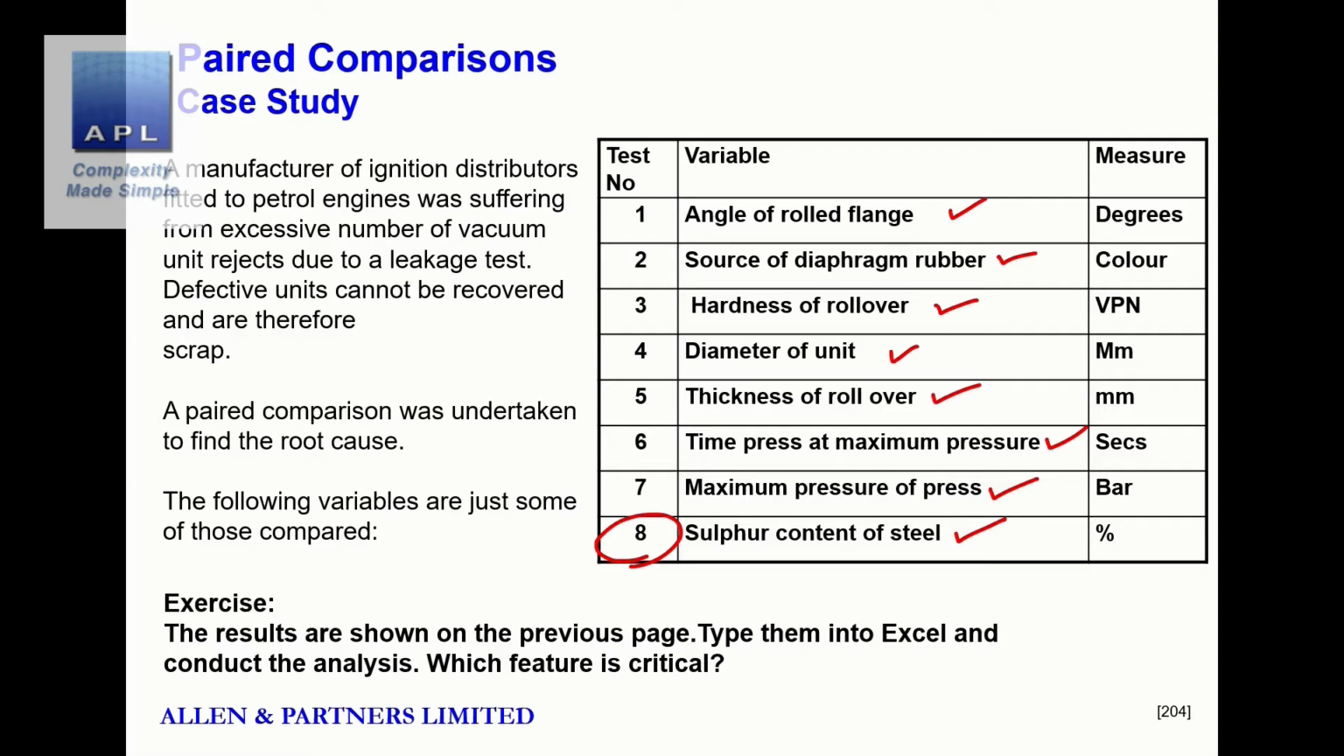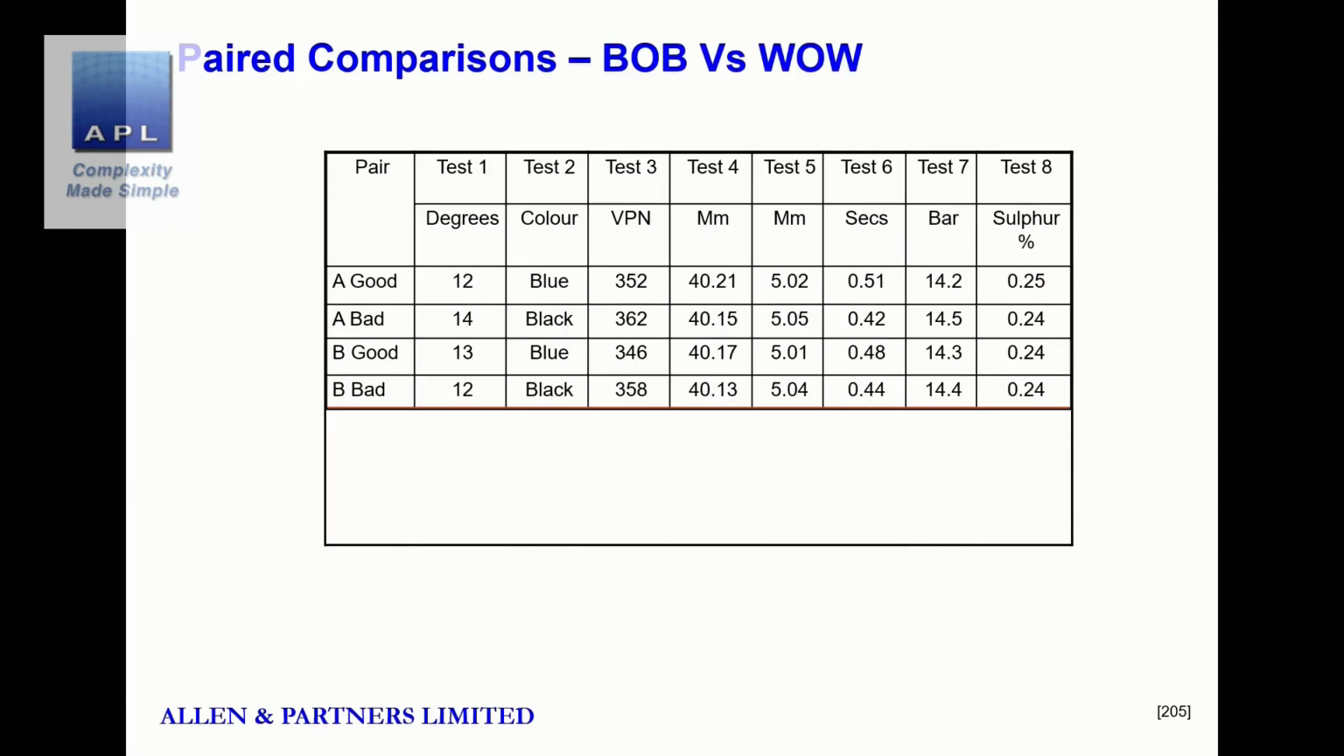So we've identified the product that isn't working. We've narrowed it down to the sub-assembly, and we've taken 2 bobs, we've taken the sub-assembly out, we've taken 2 wows, we've taken the sub-assembly out. Okay, and then what we do is for each of them we measure those 8 features. All right, so we get this table of results.